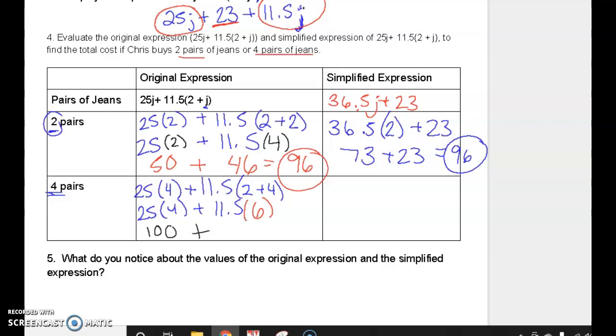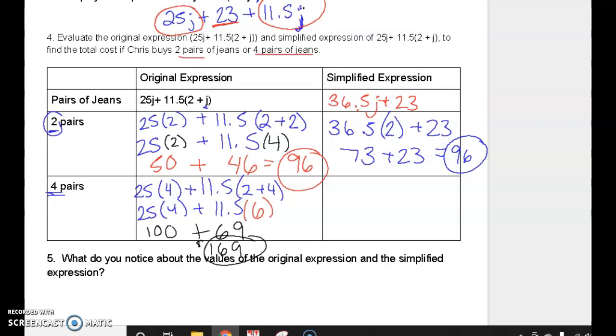Alright, that's 69. So 100 plus 69 is 169. So there we go, guys. That's how much it's going to cost for 4 pairs of jeans and 6 pairs of shorts. So let's come over here to the simplified expression.